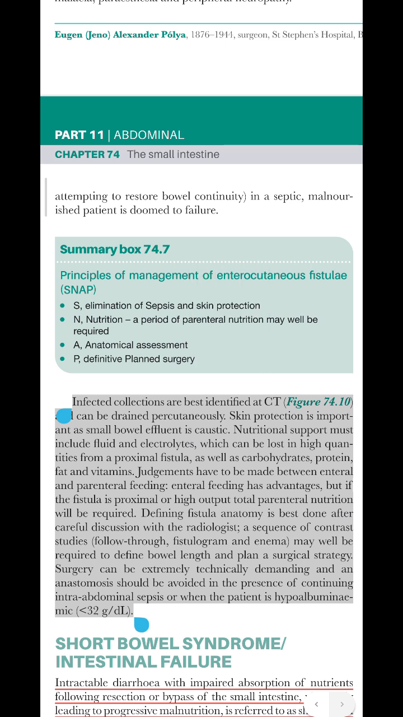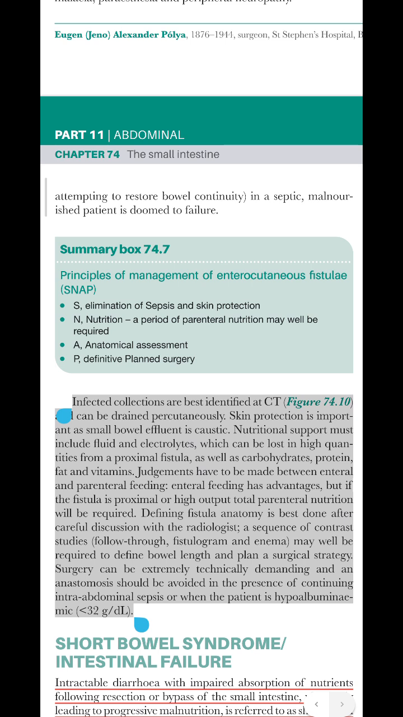Infected collections are best identified at CT, figure 74.10, and can be drained percutaneously. Skin protection is important as small bowel effluent is caustic. Nutritional support must include fluid and electrolytes, which can be lost in high quantities from a proximal fistula, as well as carbohydrates, protein, fat and vitamins.